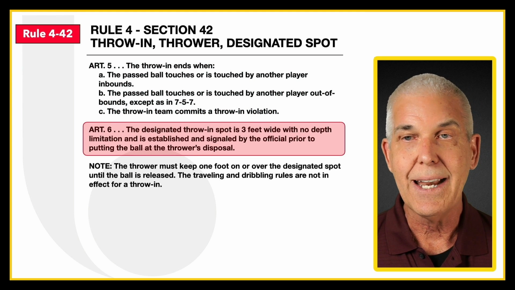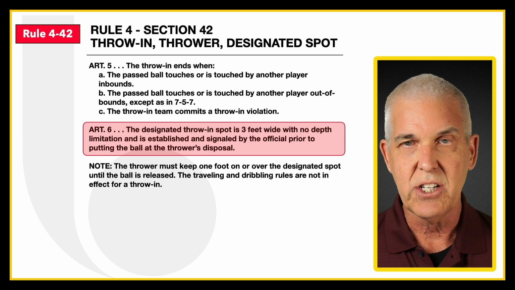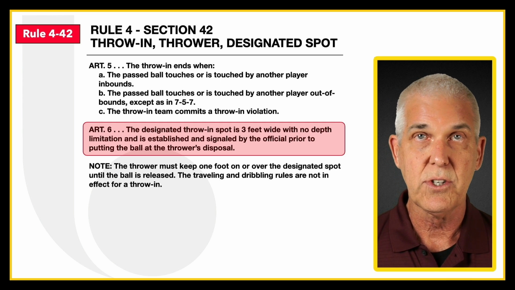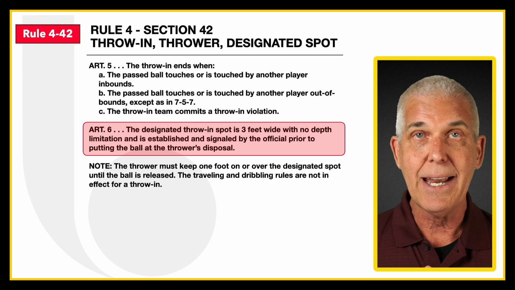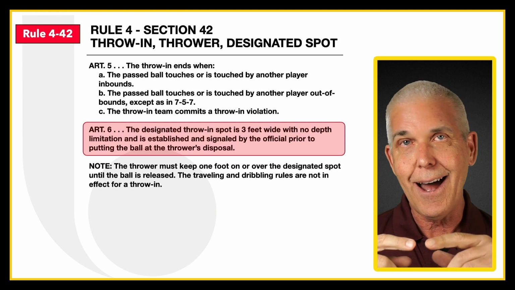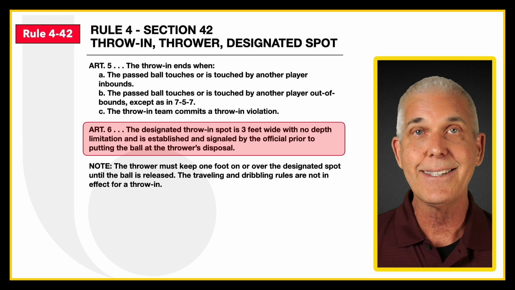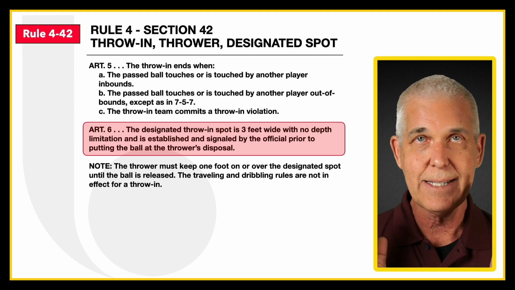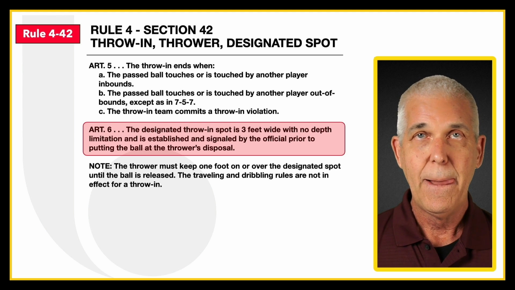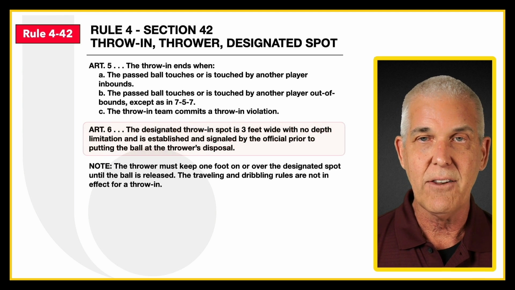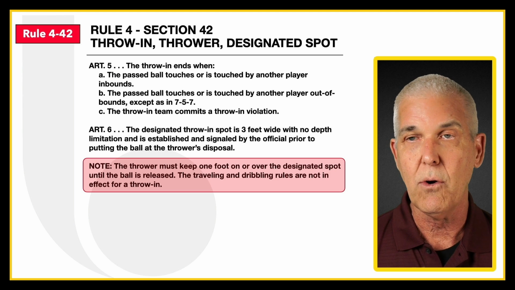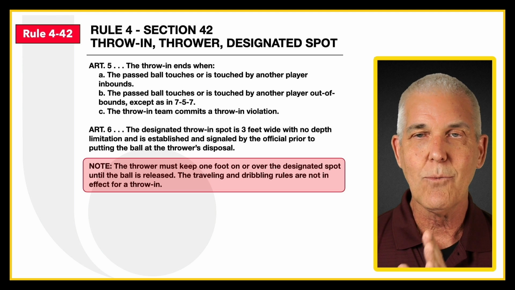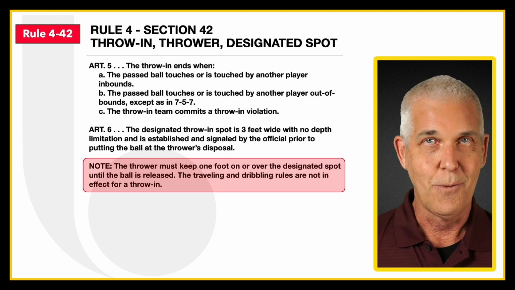The designated throw-in spot is 3 feet wide with no depth limitation and is established and signaled by the official prior to putting the ball at the thrower's disposal. So, understanding what a designated spot is, what its actual attributes are, it's not a circle, it's not a spot, it is a point on the floor that establishes an area that is 3 feet wide and extends back until it runs out of room. And the only restriction is that the thrower must keep 1 foot on or over the designated spot until the ball is released. Traveling and dribbling rules are not in effect on a throw-in, right?